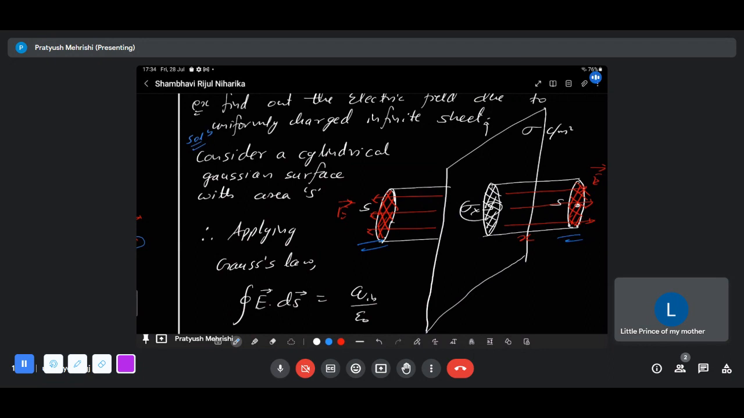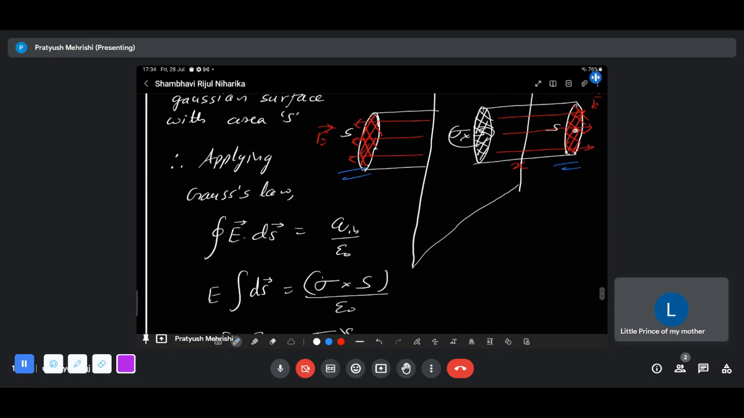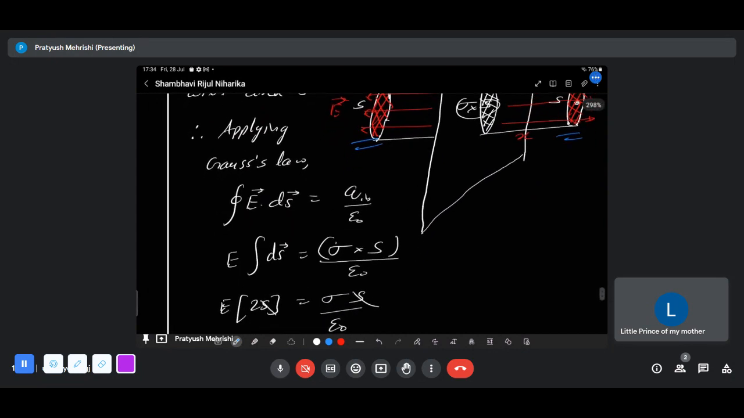So what we will do here, to find out the electric field, we will consider an imaginary cylindrical Gaussian surface as shown. This cylindrical Gaussian surface is passing through the charge sheet. Now when we apply Gauss law, total flux equals Q upon epsilon naught. Total flux is E dot ds, equal to whatever charge is inside divided by epsilon naught. Charge enclosed is sigma into S.